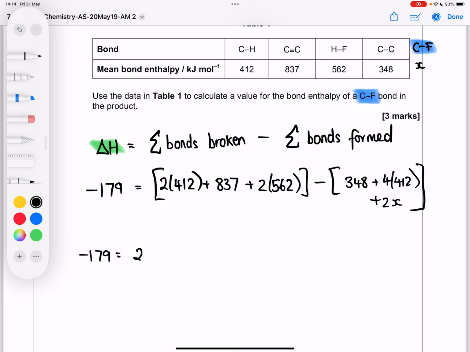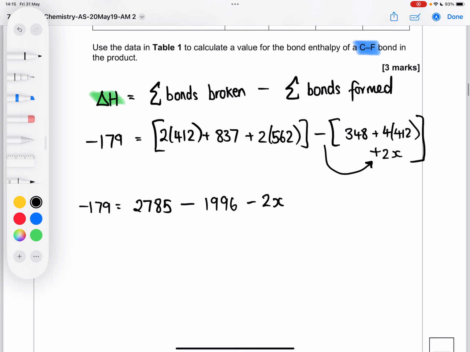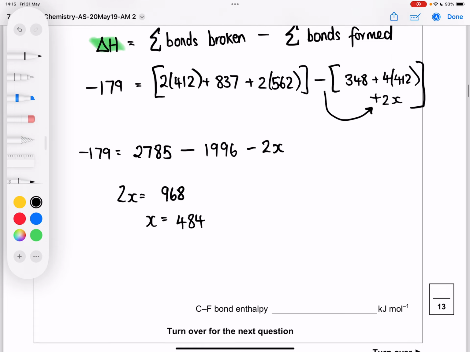We're getting 2785, and then we're minusing from that a 348 and 4 lots of 412, 1996, and we're minusing 2x, because when we do minus the plus it becomes a minus. Now we're going to rearrange that to say 2x equals, and we're going to get 968. So if we divide by 2, we're going to get 484 kilojoules per mole.